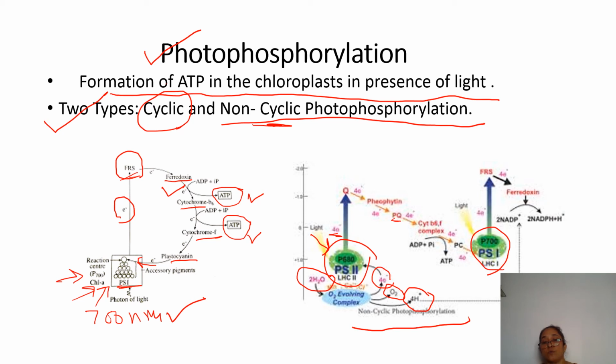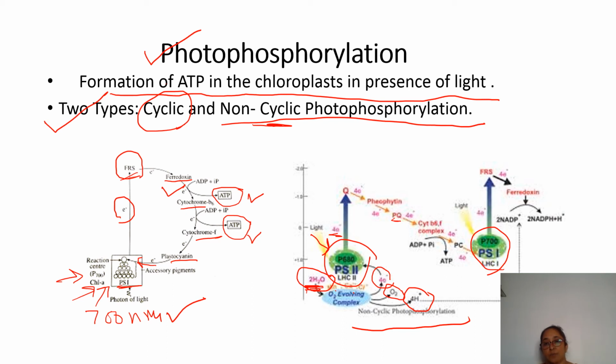Now how did we get these 4 electrons, oxygen and hydrogen? By the splitting of water molecule. And this splitting of water molecule takes place in the presence of manganese, calcium and the chlorine ion. They play a very important role. In the presence of these only the photolysis of water takes place, and by which we are getting oxygen, hydrogen and 4 electrons.